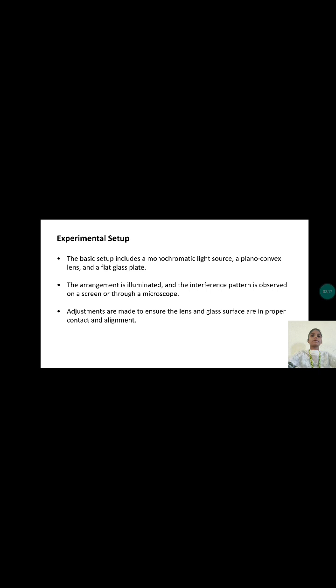Experimental setup. The basic setup includes a monochromatic light source, a plano-convex lens, and a flat glass plate. The arrangement is illuminated, and the interference pattern is observed on a screen or through a microscope. Adjustments are made to ensure the lens and glass surface are in proper contact and alignment.